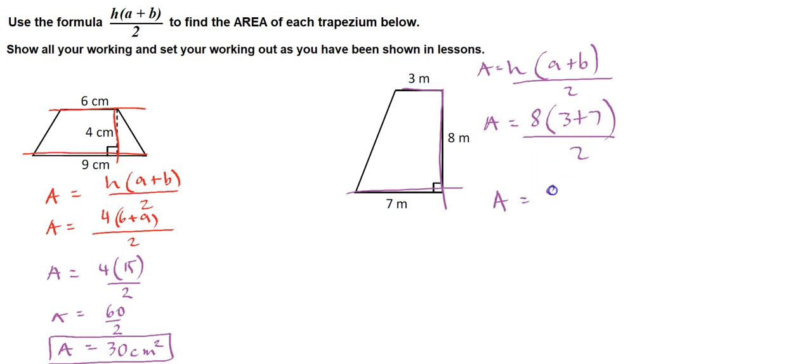Area equals 8 times 3 plus 7, what is that? That's 10 divided by 2. And area equals 8 times 10 is 80 divided by 2. And 80 divided by 2 is 40 meters. Area squared.